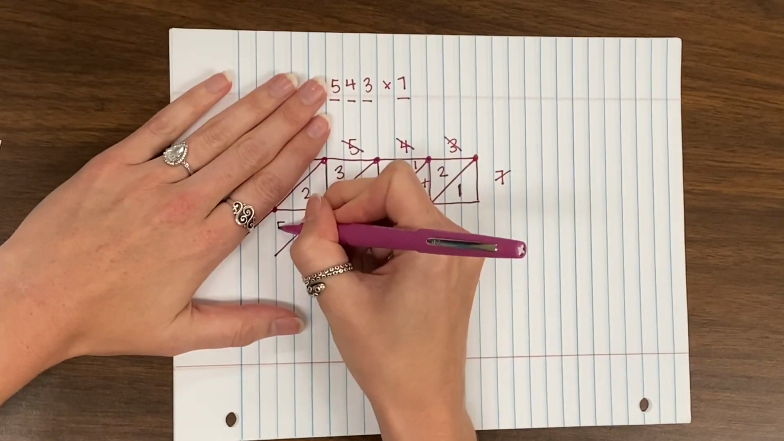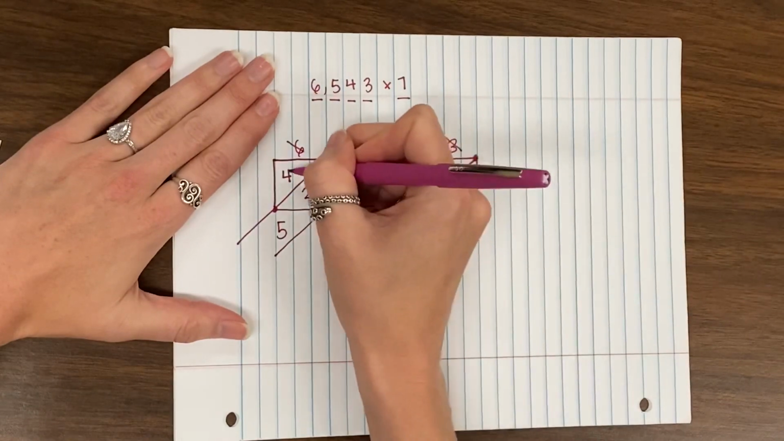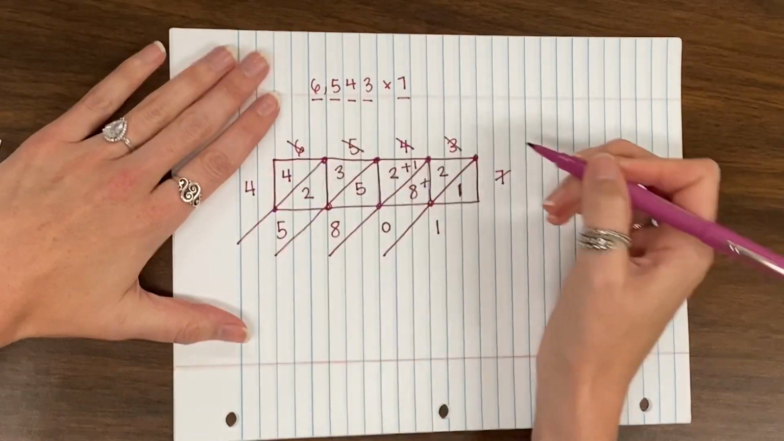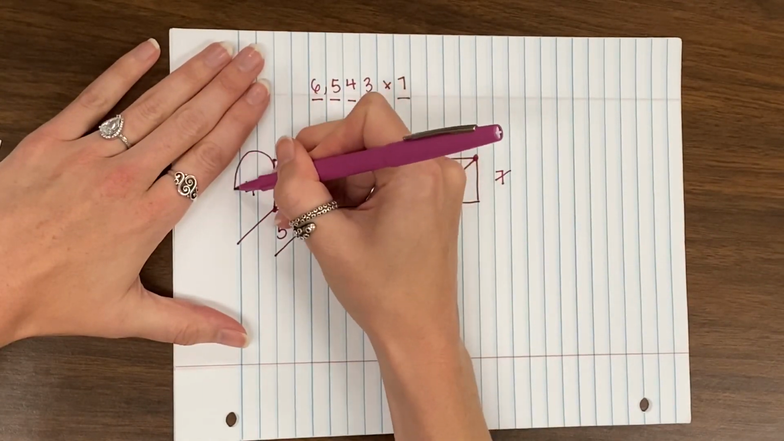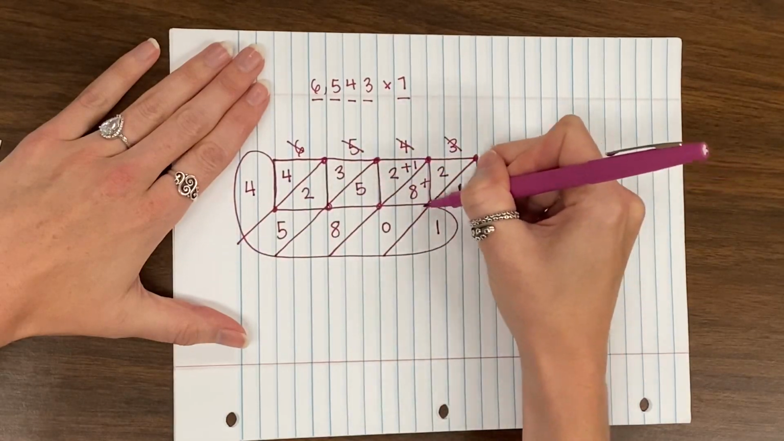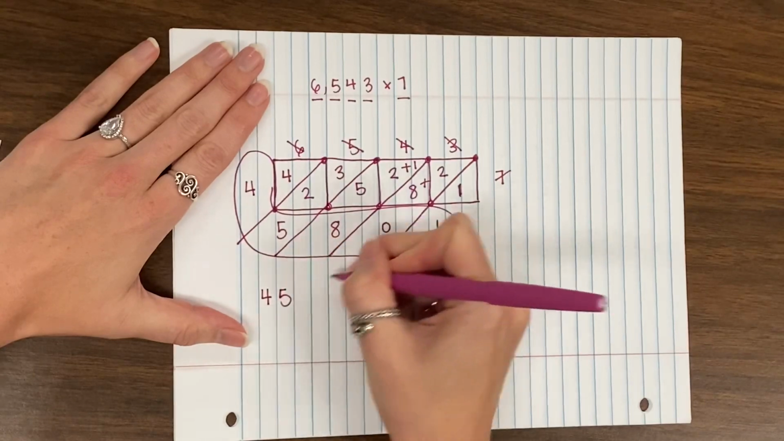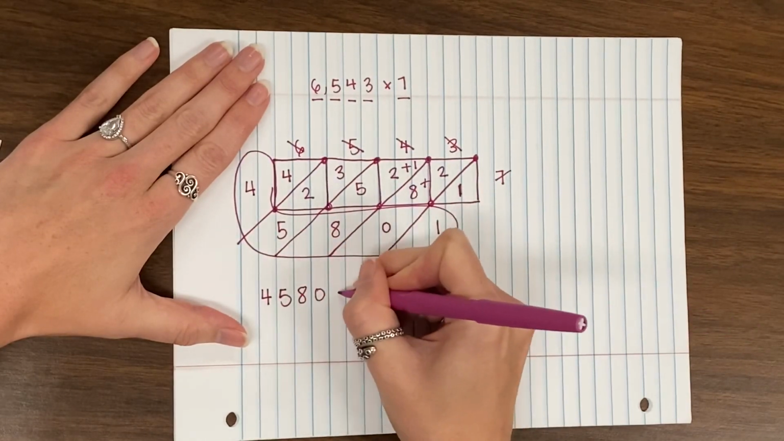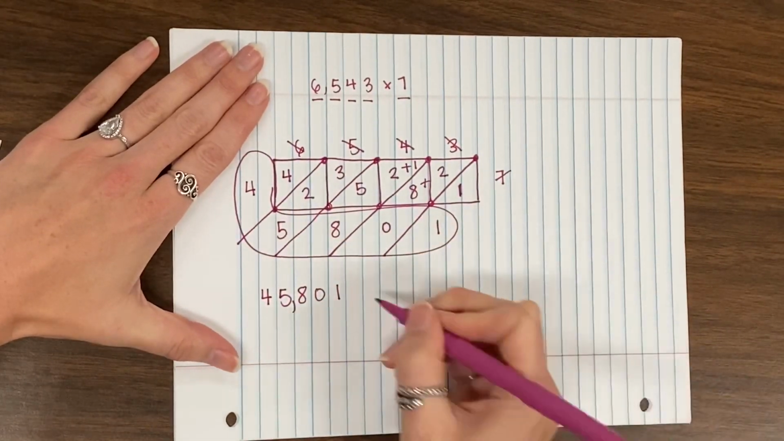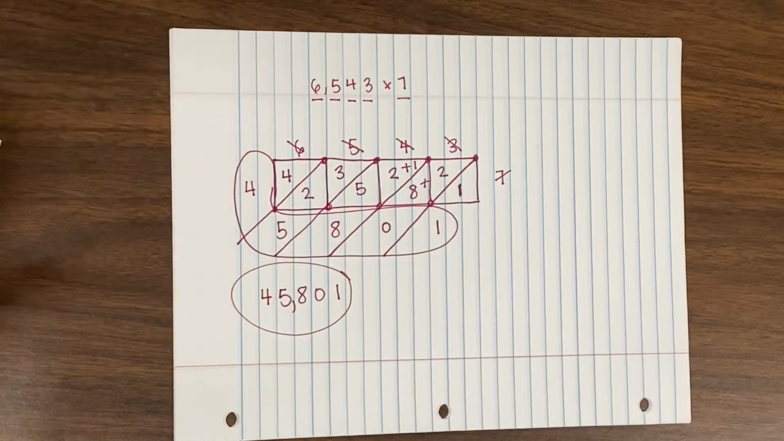3 plus 2 is 5. 4 plus nothing is 4. My product is going to be this number here. So I'm going to circle and then rewrite. So 4, 5, 8, 0, 1. 45,801 is my product.